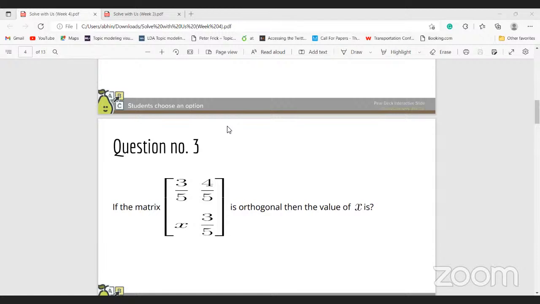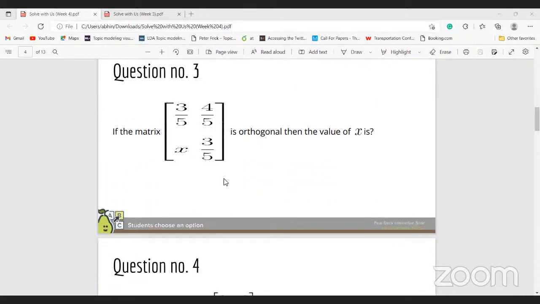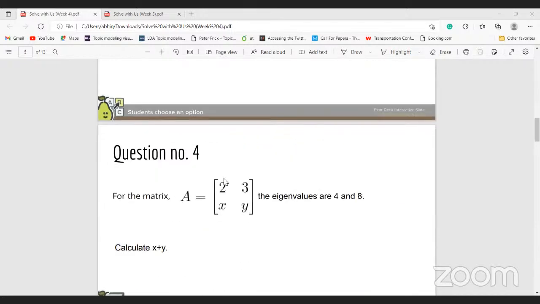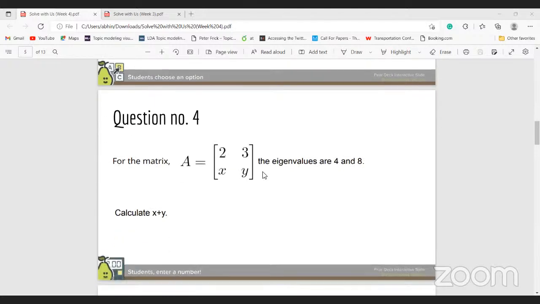Okay, so anyone having any doubt in this particular question? Any doubt? Okay, let's proceed to the next question. This is a very easy question. Maybe it should take 2-3 minutes. Solve it.